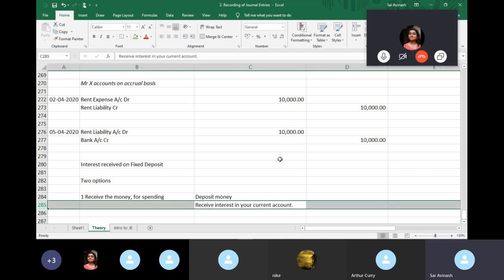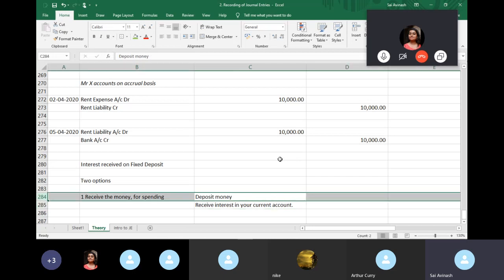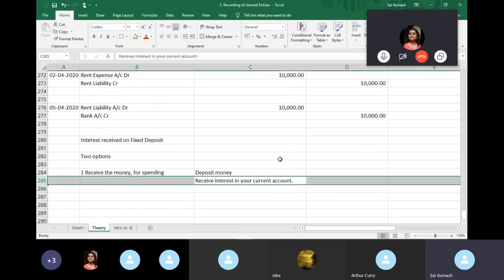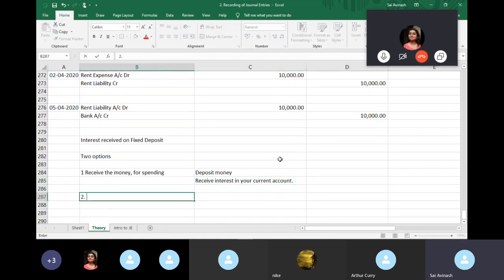So when you receive the interest, you have money in your current account and you can spend it for your business, right? But remember that when you deposit money in a fixed deposit, you can't spend that money. So if you have a 4 lakh deposit with Bank of India, you can't spend that 4 lakh. Say you have to purchase something, you can't use that money for the purchase. However, you can spend the interest you have received in your current account. The second option is to compound the fixed deposit.